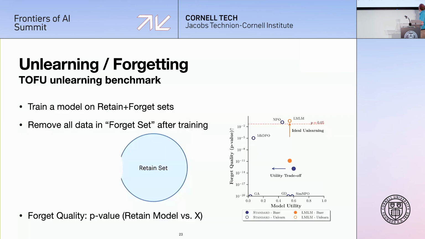And this is what you see in this graph. This is a statistical significance test: how different is a model where you remove data from a model that never saw the data? You want this to be insignificant, so you want a large p-value. So here's our lam-lam model. If you remove data, it has the same utility, but it becomes indistinguishable from a model that was trained without that data. So we have a really effective way of removing data from a model.